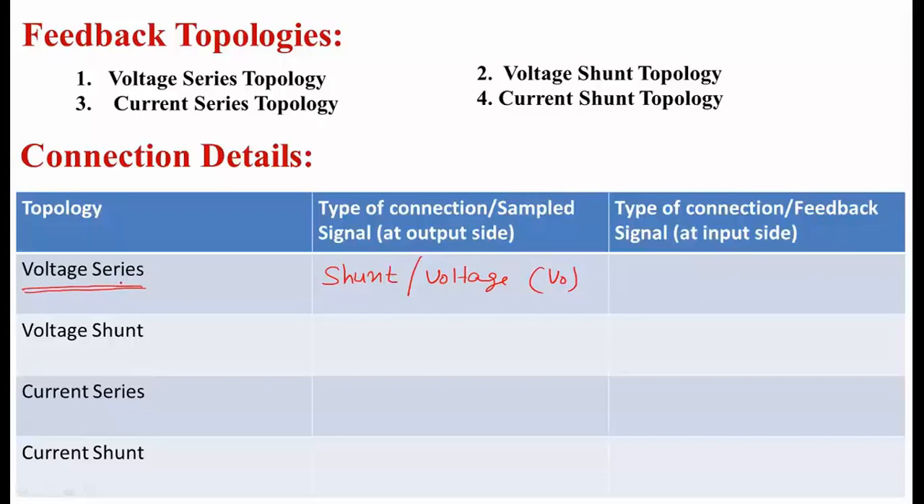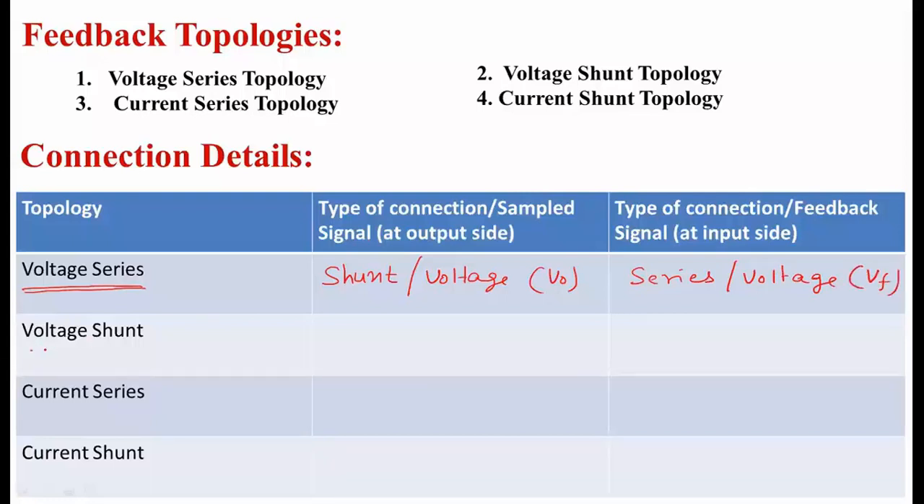Similarly, for the voltage series, the type of connection and the feedback signal at the input side: as the name suggests, voltage series, we are taking voltage from the output and connecting the feedback signal at the input in the series manner. So the type of connection at the input side is series, and the feedback signal is voltage. We can write it as the feedback signal VF.